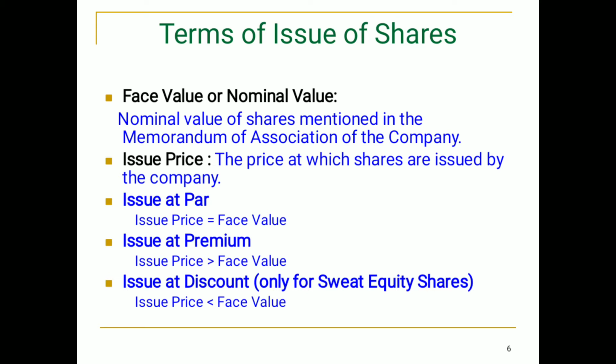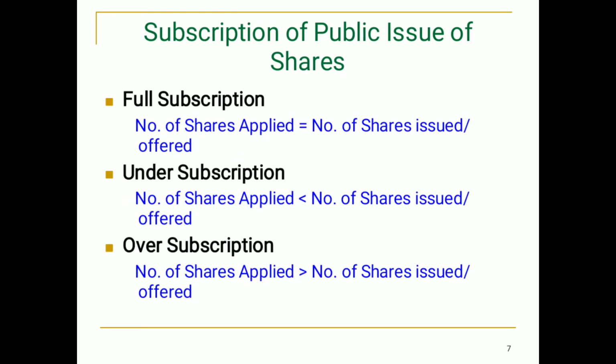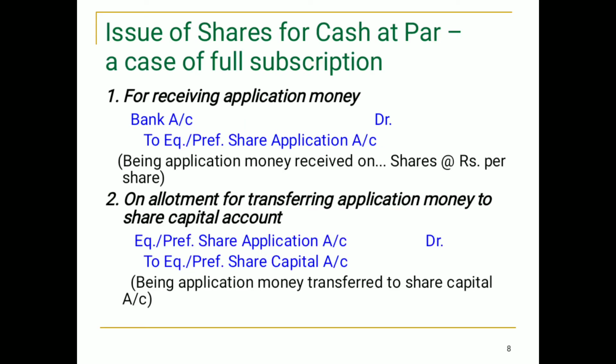Then we have understood an important topic here, which is the issue of shares at par, issued at premium, and issued at discount. This I said is not in your syllabus. We have understood full subscription, under subscription, and also over subscription in the previous lecture. Then we've understood these journal entries, and as I said, the value of a share is to be received in installments and not at a time, of which the very first step is of application money.